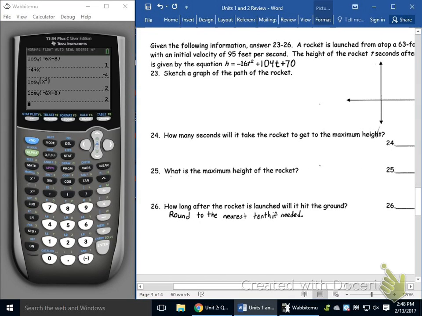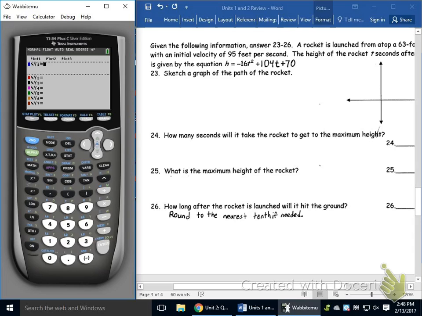What I'm going to do is go to y equals and type in what I see here. So I see negative 16x squared plus 104x plus 70. And what I'm now going to do is just go ahead and graph it. I'm going to use Zoom Standard if it's not already, just to see what's going on.